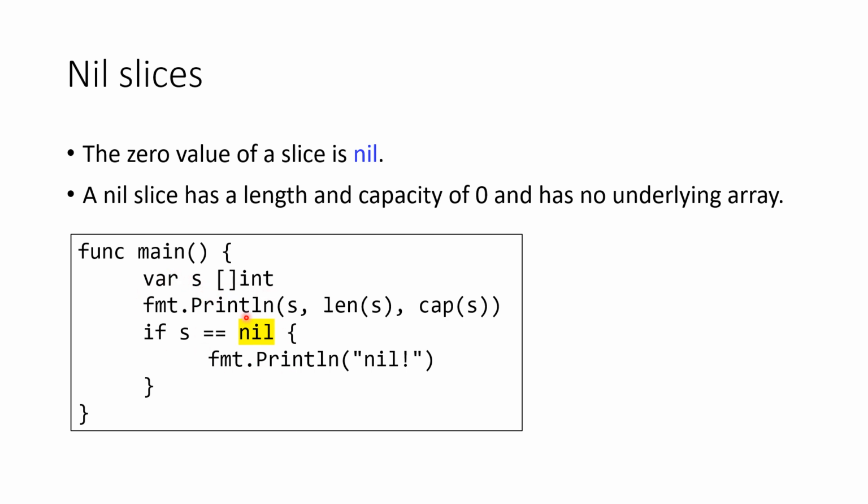For example, in this program, after declaring variable s as a slice of int, then s is a nil slice. When we print out the slice s, its length and its capacity, it displays just the empty slice and zeros for both length and capacity. Then this program also compares if s equals nil, and if it is, then it prints out the string "nil!". And in the output, it displays "nil!". This confirms that s is a nil slice.